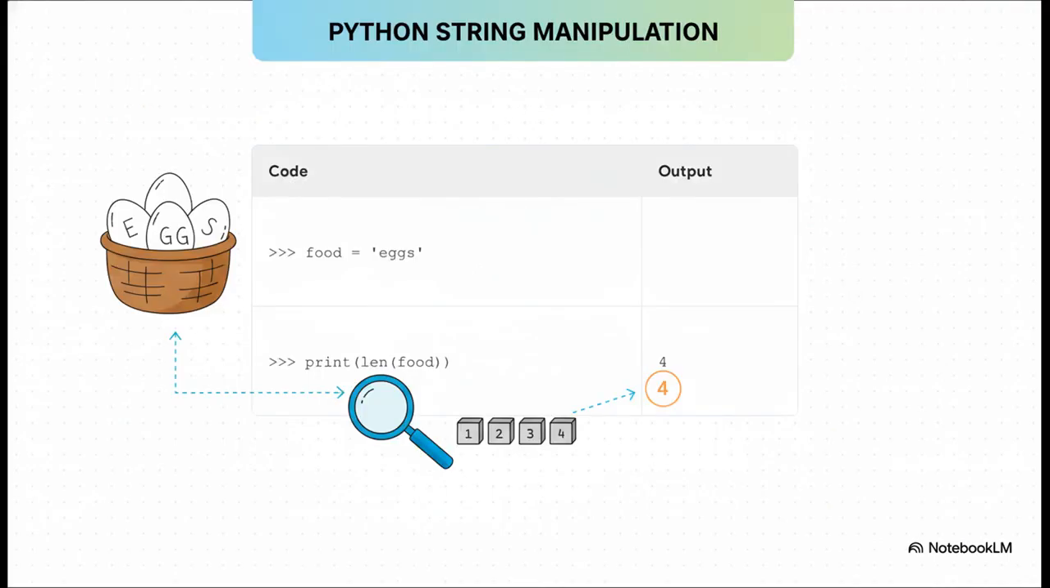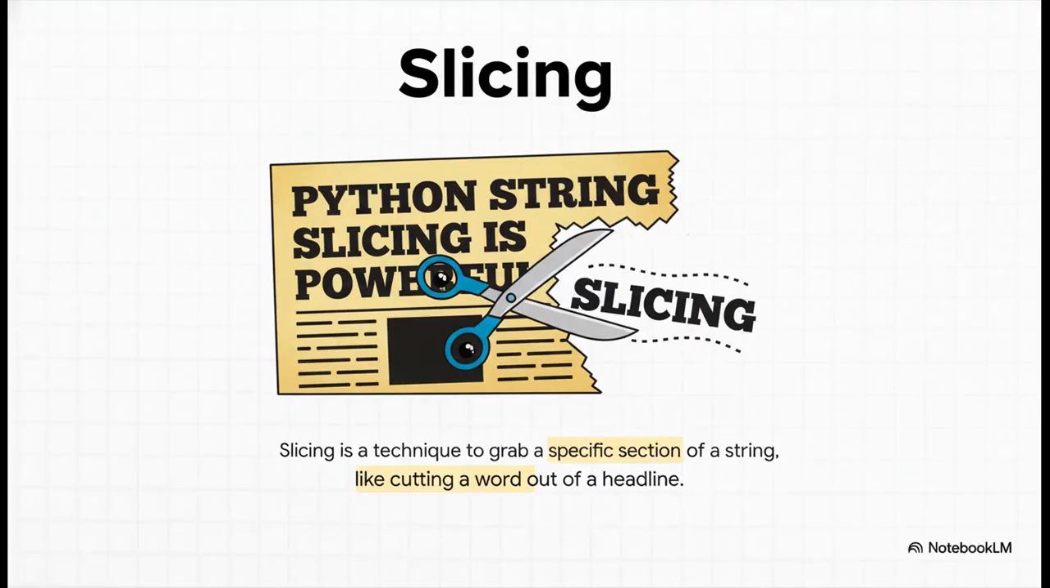And here's a perfect example. We make a variable called food, and we put the word eggs in it. Then we ask Python, hey, what's the length of food? And it comes right back with the answer 4. Simple as that.